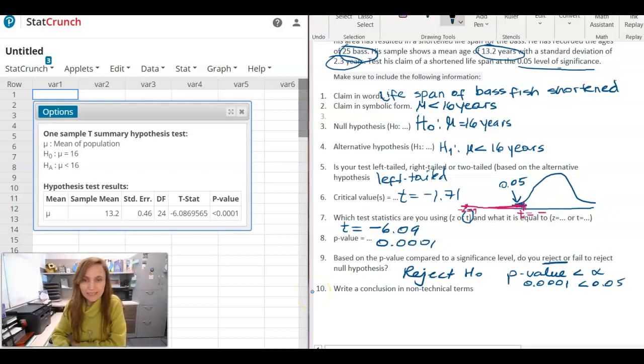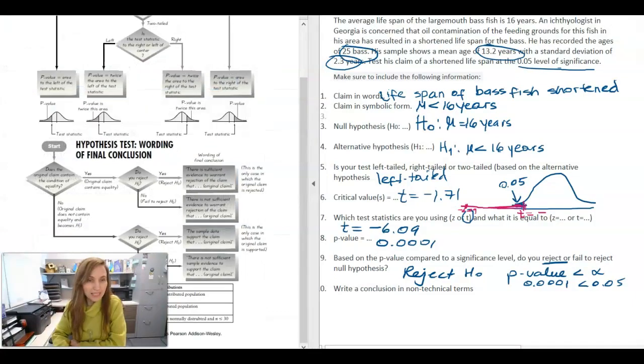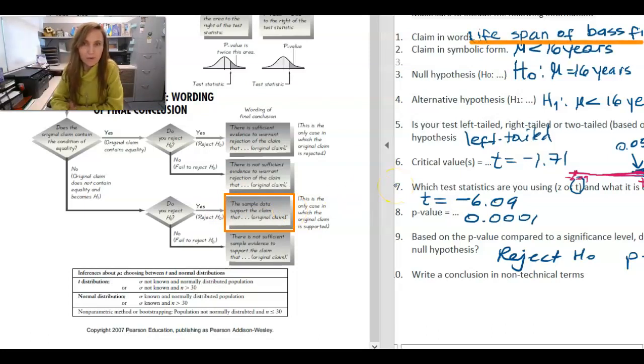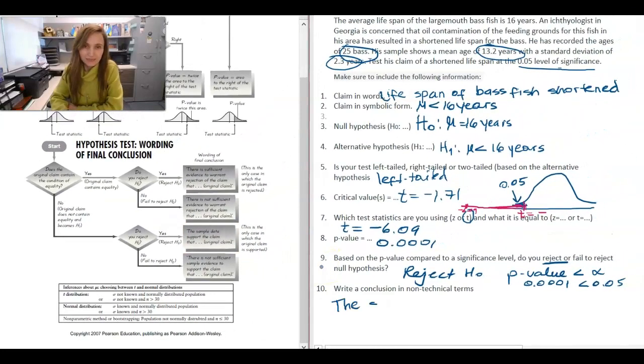And the last step, write the conclusion in non-technical terms. We can definitely use this table to write a conclusion. We start by answering the question, does the original claim contain a condition of equality? No, it did not. Our claim was mu less than 16 years. Then we go to the next question, do you reject the null hypothesis? Yes, we did reject the null hypothesis. Therefore, here's our conclusion in non-technical terms. The sample data support the claim that, and we restate the original claim, the lifespan of bass fish is shortened. Let's write it down.